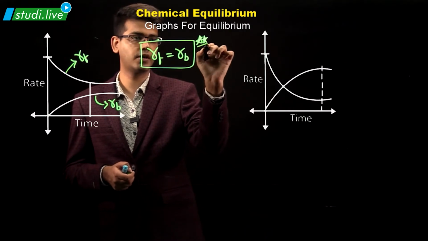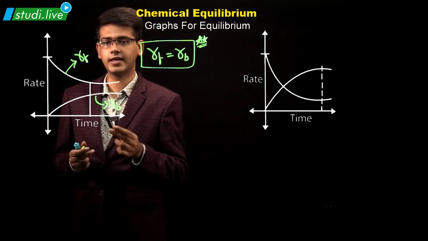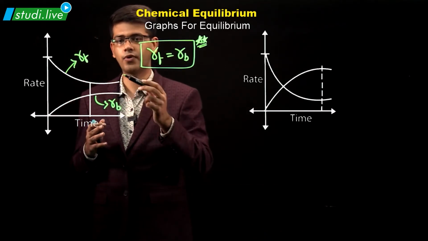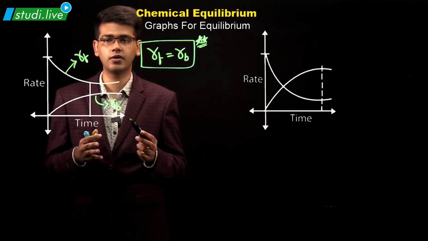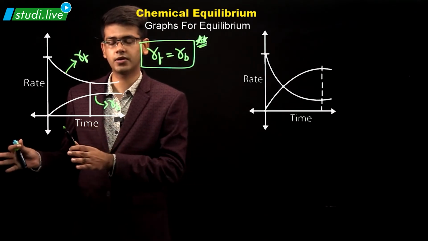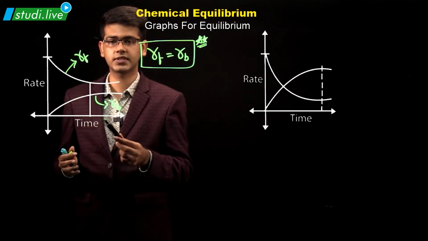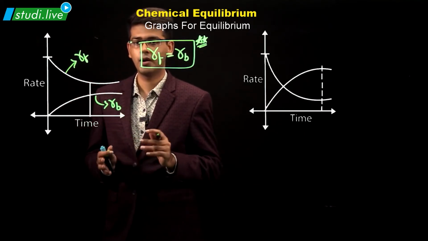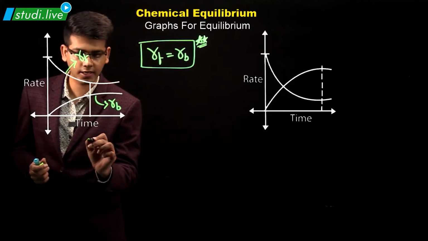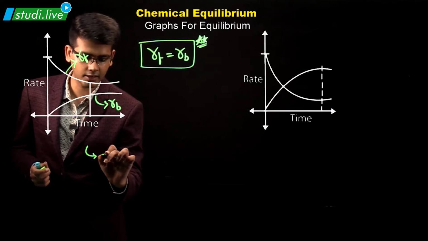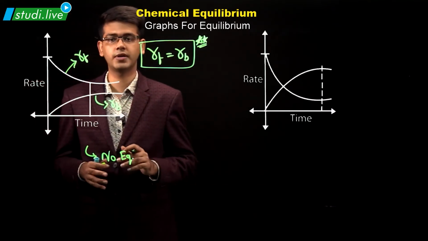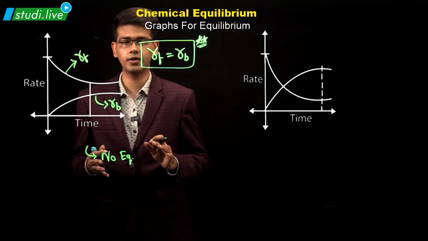Now, if we look at the first graph, we can clearly see that there is no point at which both the graphs, that is the rate of forward reaction, is becoming equal to rate of backward reaction. So this particular graph which is given for rate versus time, where RF represents rate of forward reaction and RB represents rate of backward reaction, this particular graph does not represent any equilibrium. No equilibrium is seen with the help of this particular graph. This is not a graph for equilibrium.